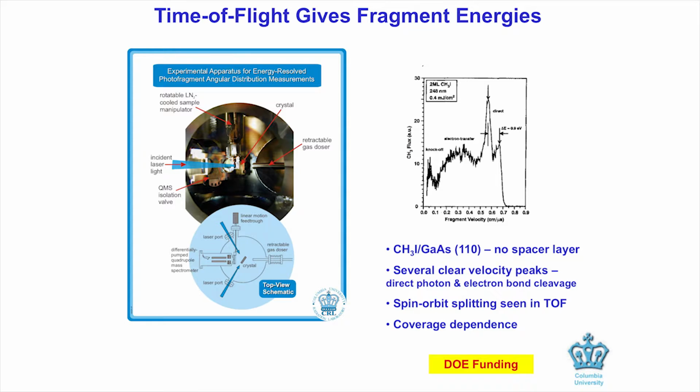So what we did, up here on the 13th floor of the Mudd building, was build a time of flight system. This is a mass spec, and we irradiated it with a pulse laser, and you could see several clear velocity peaks, direct electron or photon bond cleavage. You could see spin orbit splitting in some of the fragments, and you could understand coverage dependence. So this is an important way of coming up with new ideas for changing the properties of a surface.